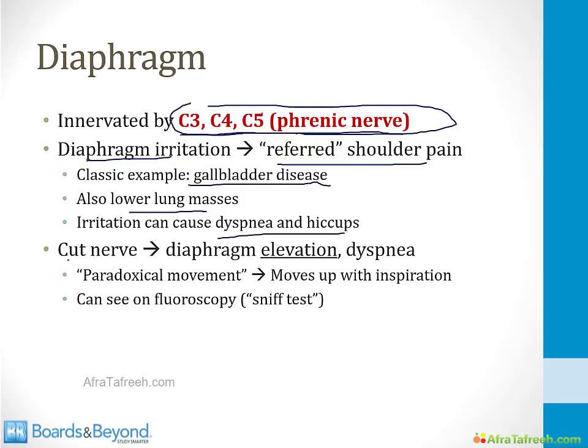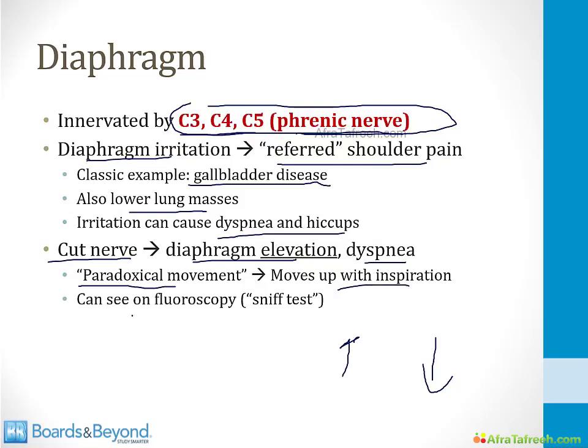If the phrenic nerve is cut, and this sometimes happens during thoracic surgery, this will lead to the diaphragm being elevated on one side. It will also lead to dyspnea because the patient won't have normal contraction of the diaphragm. If you examine the diaphragm during inspiration, what you see is what's known as paradoxical movement. One side of the diaphragm goes down during inspiration. That's what should happen. But the side where the nerve has been cut will go up actually. It's pulled up by the other side, so it moves up with inspiration.